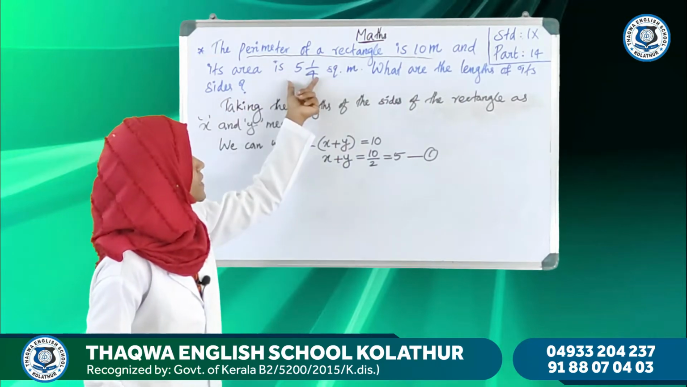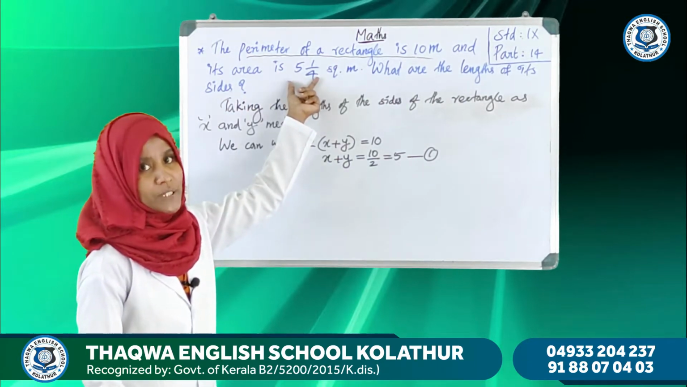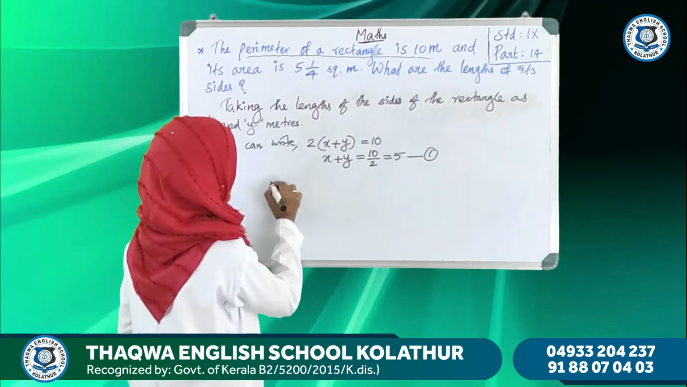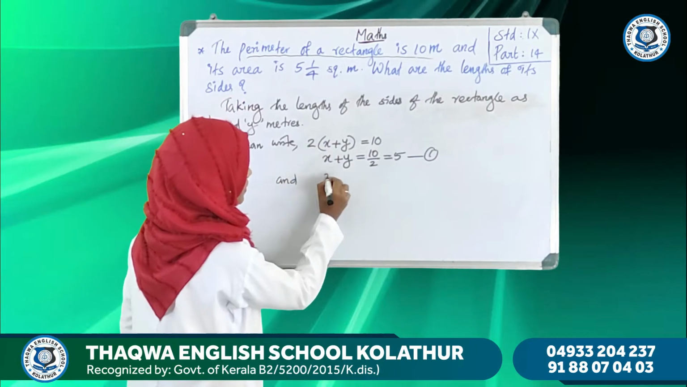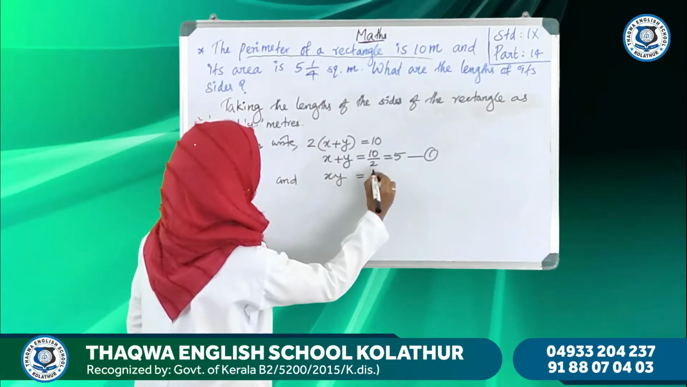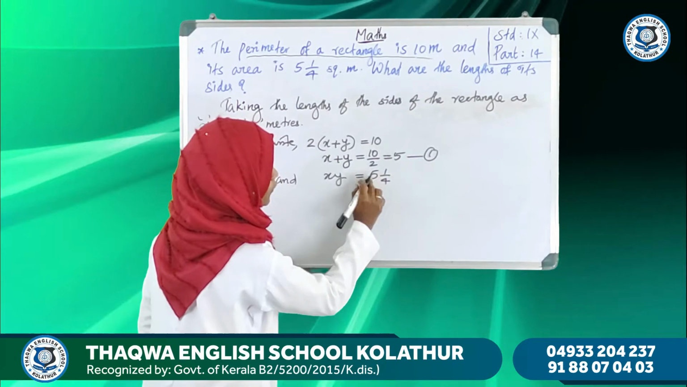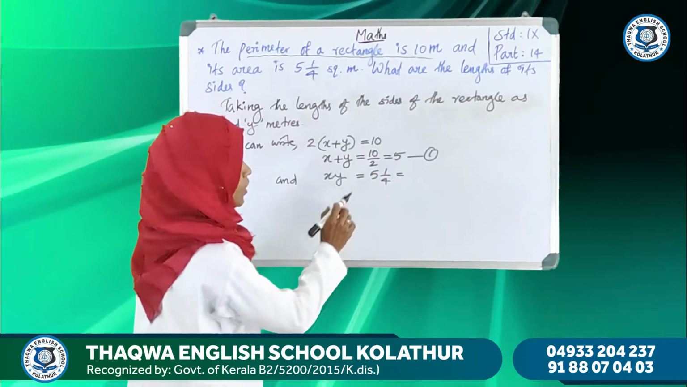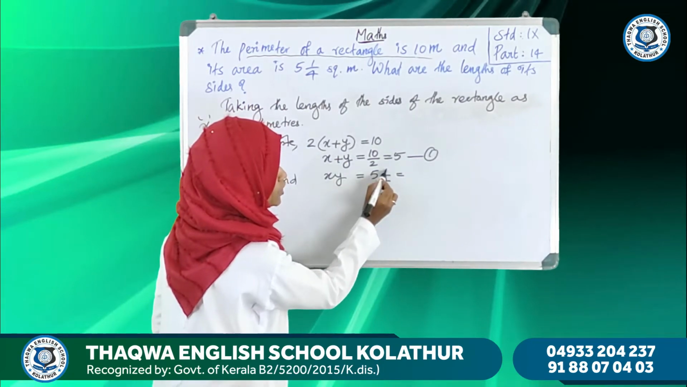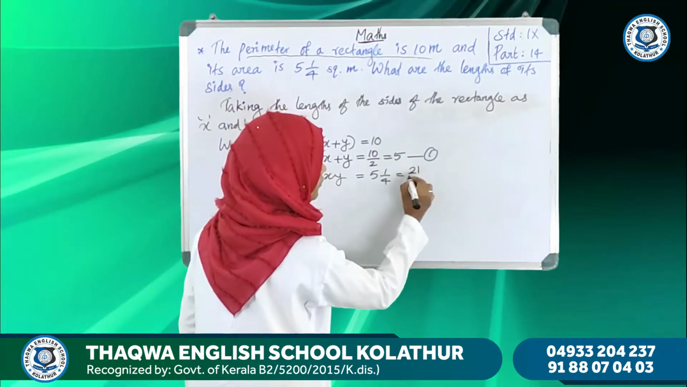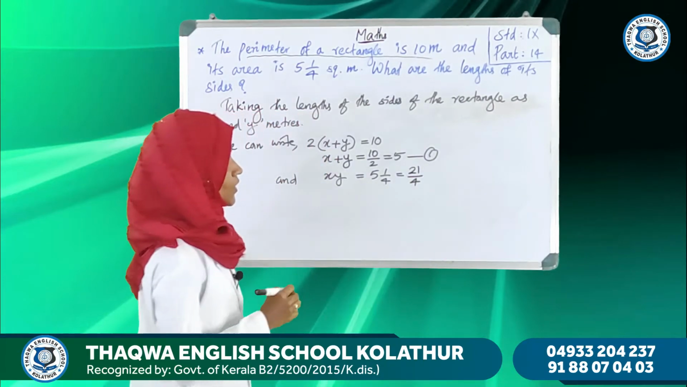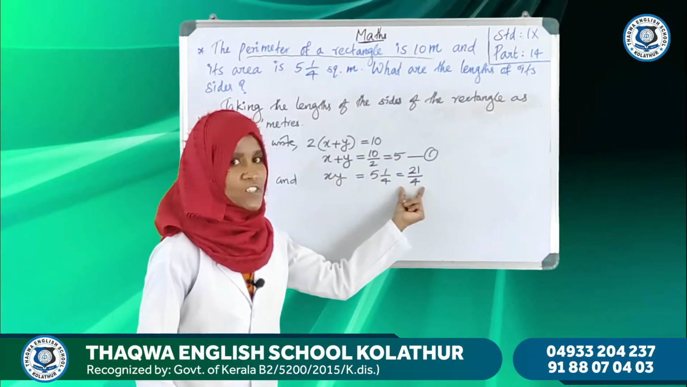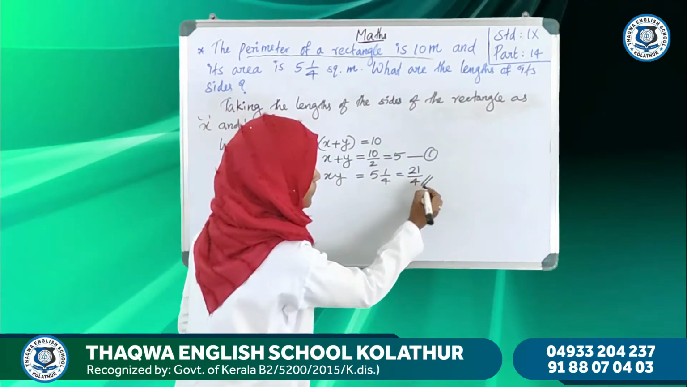Next, the second condition: the area of the rectangle is 5 1/4 square meters. So xy equals 5 1/4. 5 1/4 can be written as 5 into 4 is 20, 20 plus 1 is 21, so 21/4. Okay, x plus y equals 5, and xy equals 21/4.